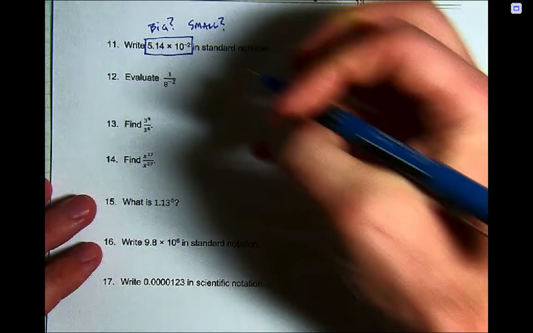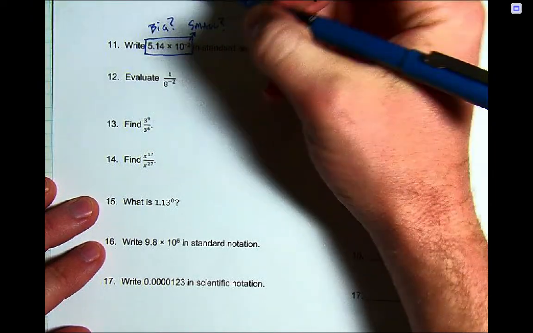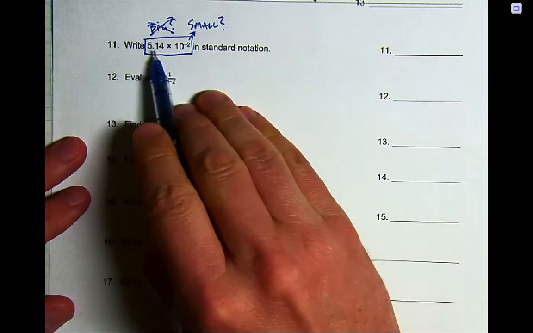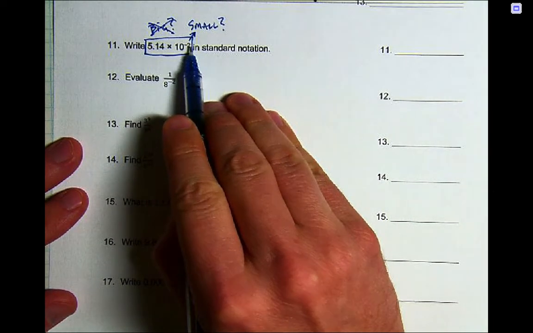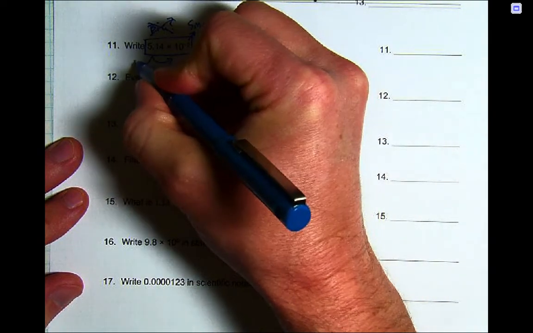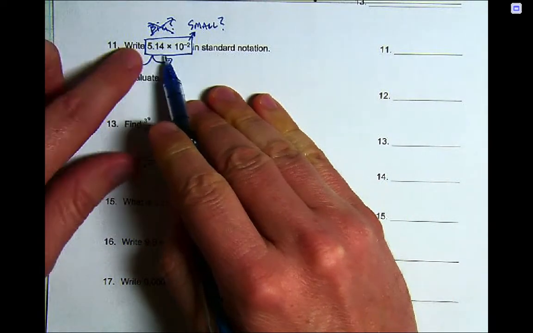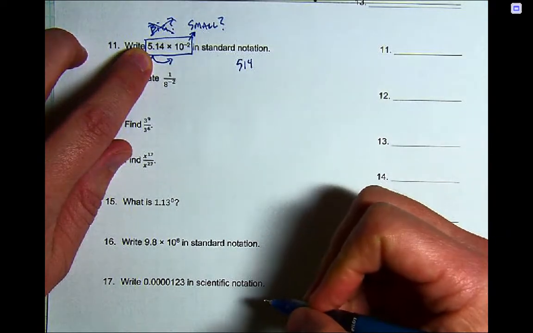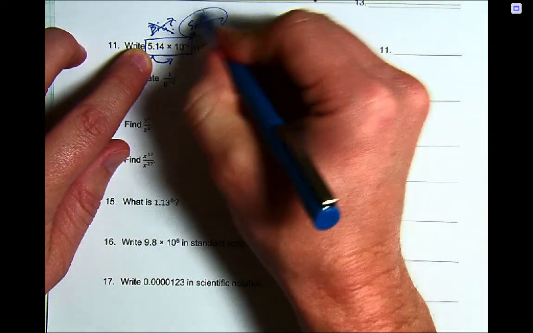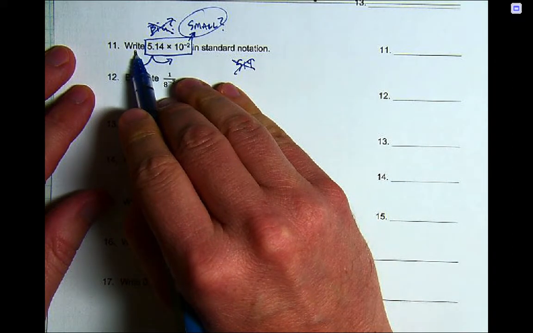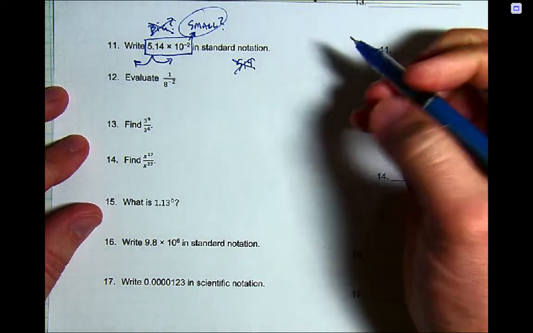We can tell by that negative exponent that it is a really small number. So that means when I move this decimal two spots, am I going to move it this way or this way? Well, if I moved it to the right, I would get 514. Is that a really small number? No. If I moved it to the left, that's going to become a small number, and that's the ticket.